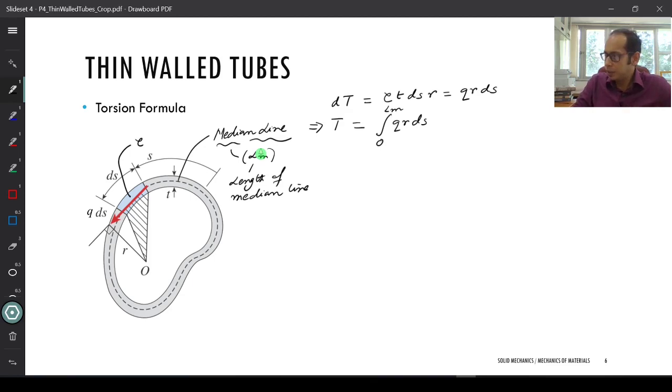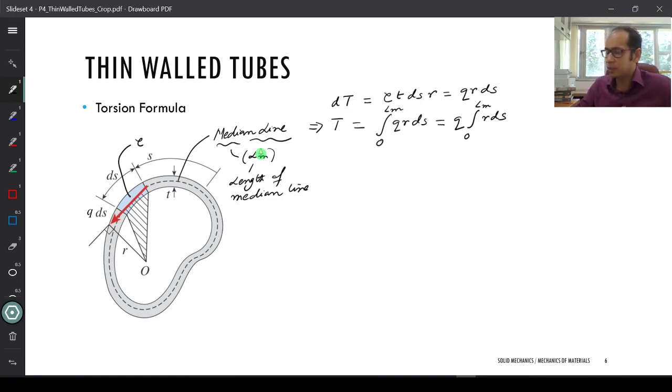Okay. Since q, the product of the shear stress and the thickness, is the same throughout, I can pull the q out of this equation. So T equals q times the integral from 0 to lm, the length of the median line, of r ds. Now it is difficult to calculate this integral. How do we calculate it?